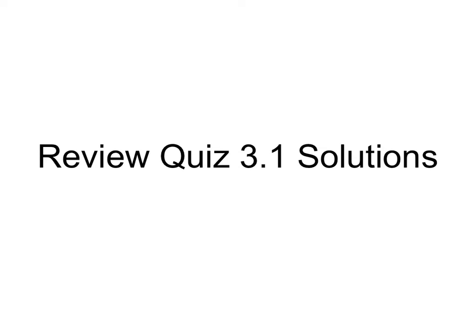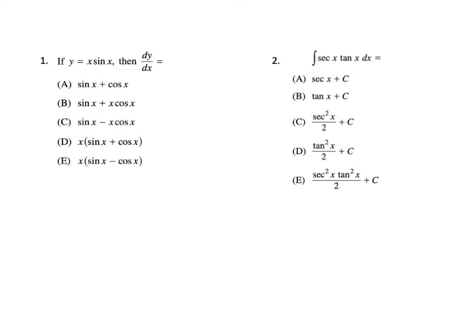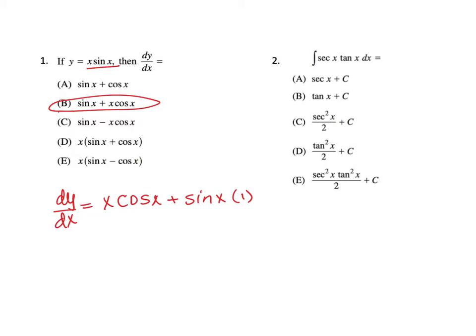Okay, here are the solutions to review quiz 3.1. For question 1, we need the product rule. So here, dy dx, we're going to have the first times the derivative of the second plus the second times the derivative of the first. And so that looks like that's going to give us answer choice B.